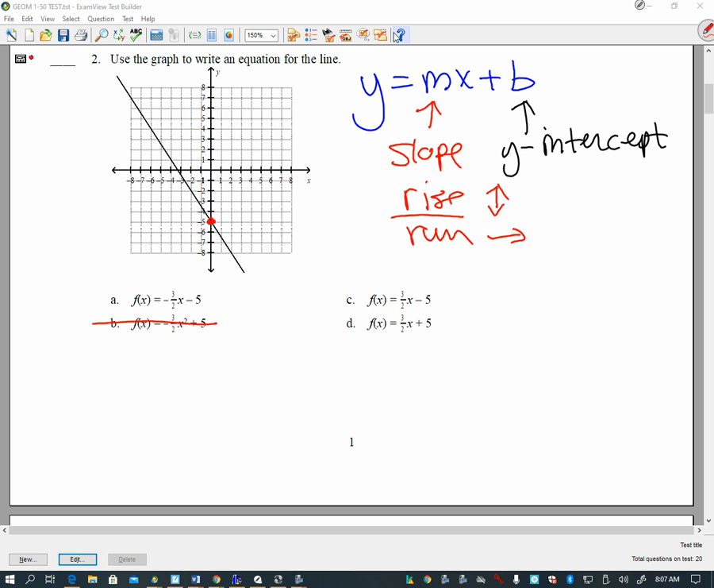-5. So that would eliminate these two answers right here because we're going to identify -5 as our y-intercept. Now we do know that it should be a negative slope, correct? Which would eliminate C as an option. But I'm showing you that just as a strategy. But that shouldn't be the strategy that we use to solve this.